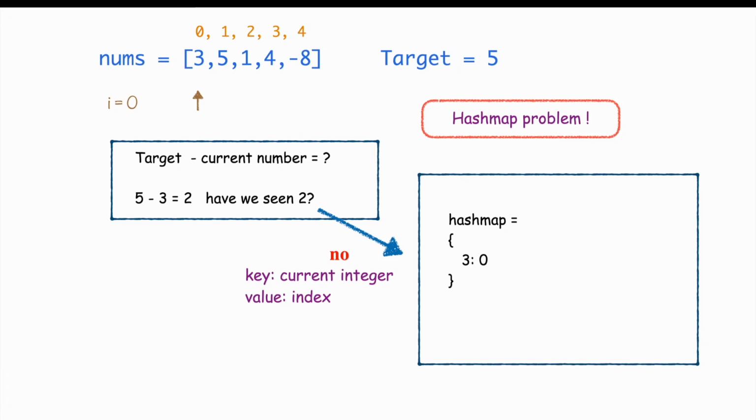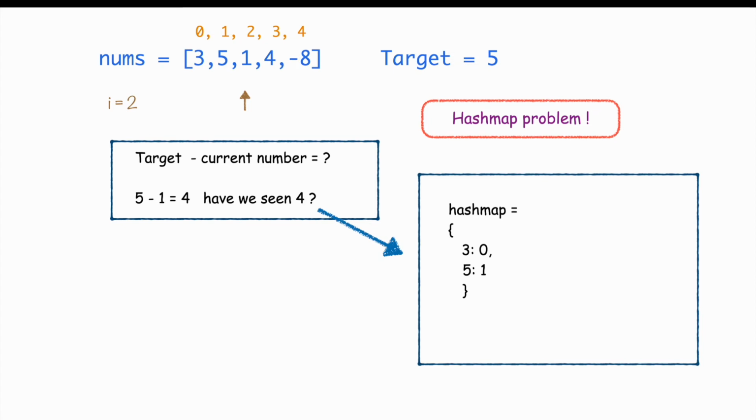So that is stored. Now let's scan the next number. I equal to 1, index is 1, we have value 5. 5 minus 5, which is target minus current number, is 0. Have you seen 0? Answer is no, so we want to update the Hashmap with the current value 5 and index 1.